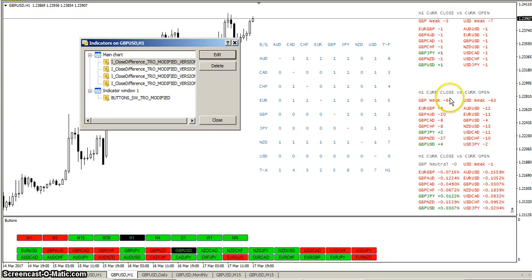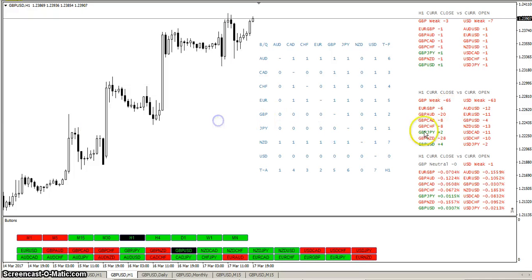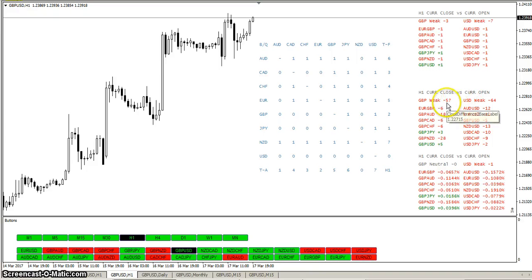And then right here, we have close versus the current. And this one is in pips, because I thought it might be a good idea to be able to see in pips rather than just like strong or weak. Okay, so this way you can see live in pips if it's strong or weak, and the same here.